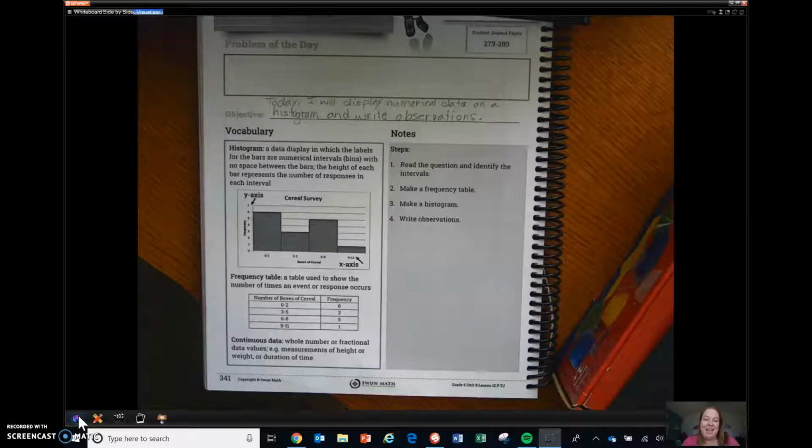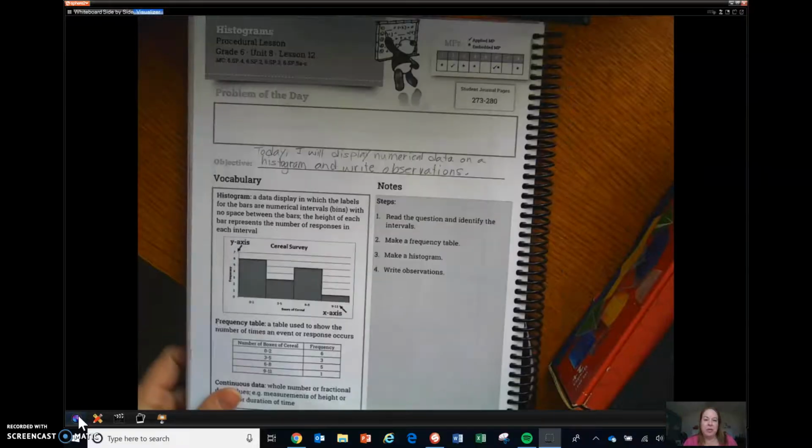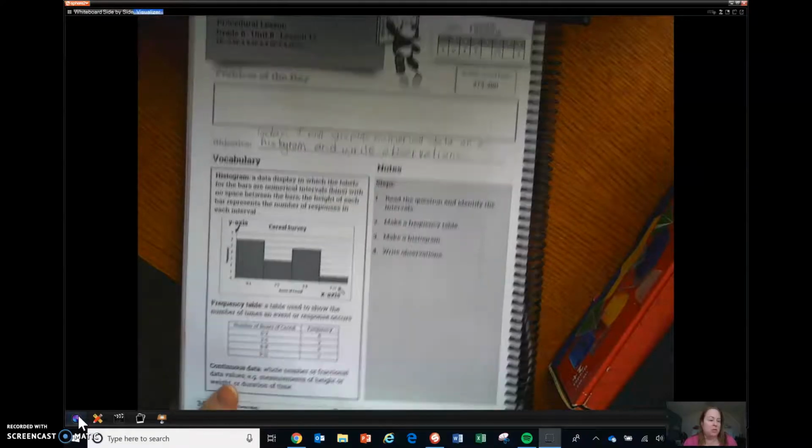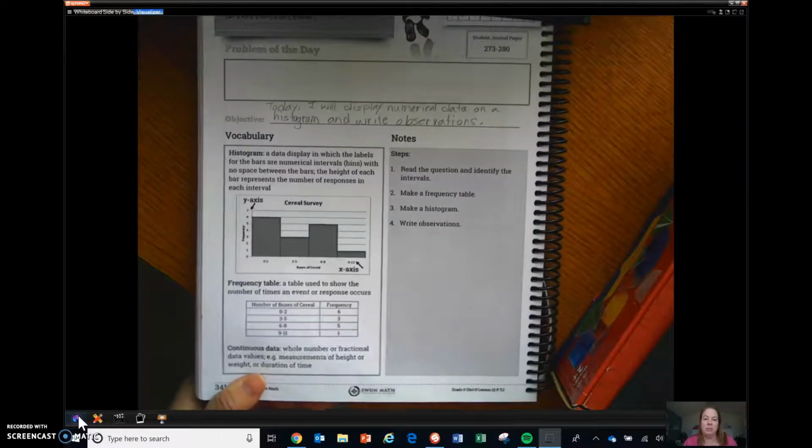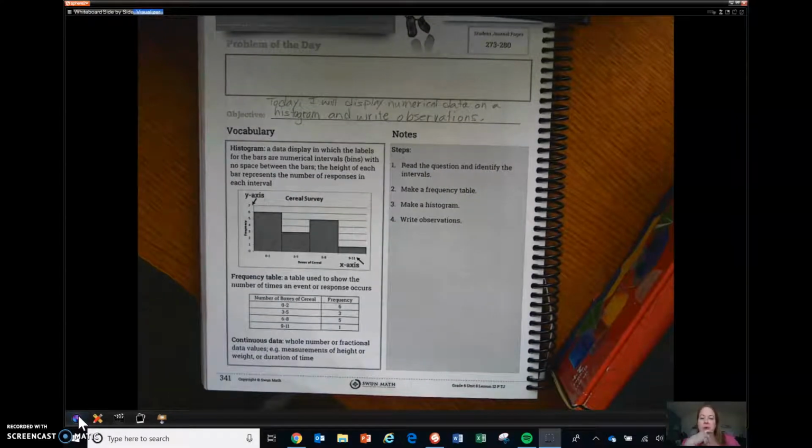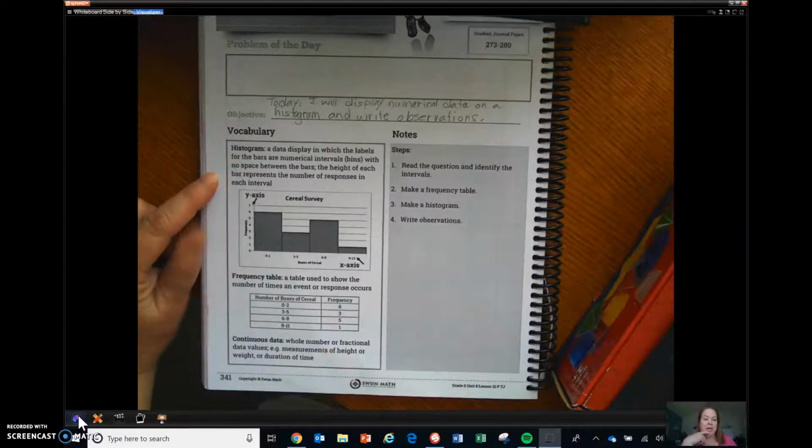Hey guys, today we're doing Unit 8, Lesson 12. It's basically what we did yesterday, a little bit more structured. We're displaying numerical data on a histogram and we're going to write our observations. Just to review, a histogram looks like this.